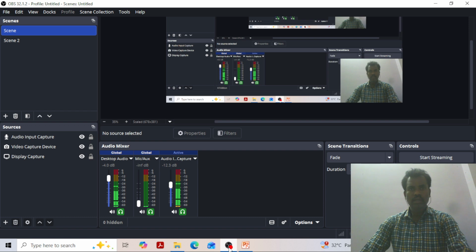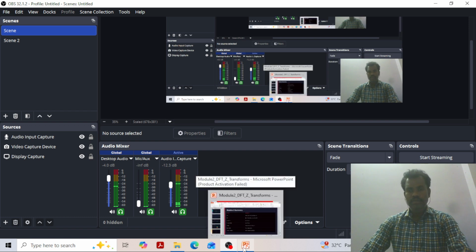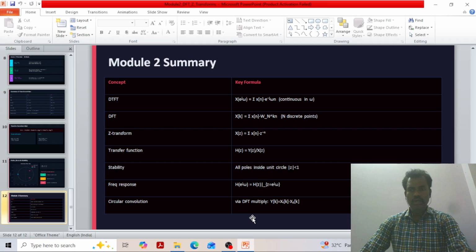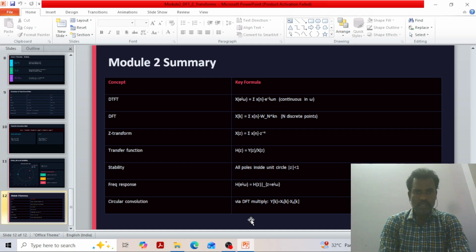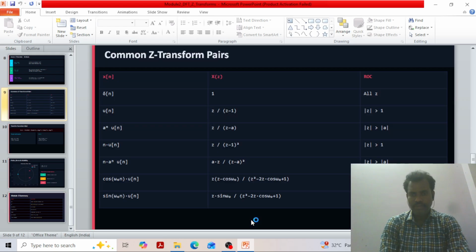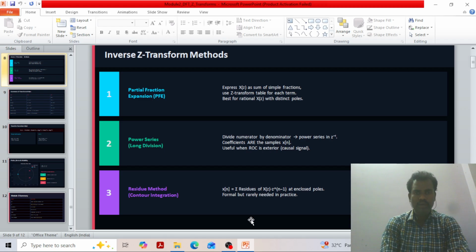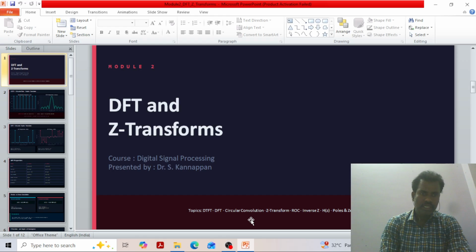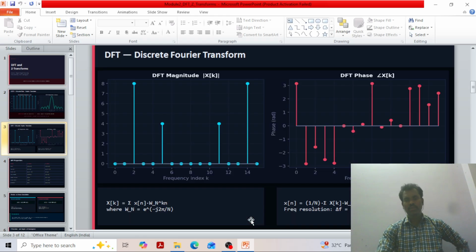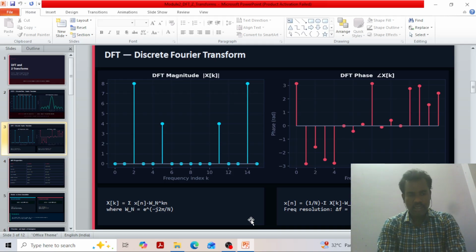Okay, so this is the overview about the transforms. Most important, in the next module we are going to see the fast Fourier transform. Fast Fourier transform is an improved, better method to find DFT. DFT or Z transform, everything is a computation with a sigma you need to find out. This summation is nothing but a sum of products. Here the computations are nothing but addition and multiplication.